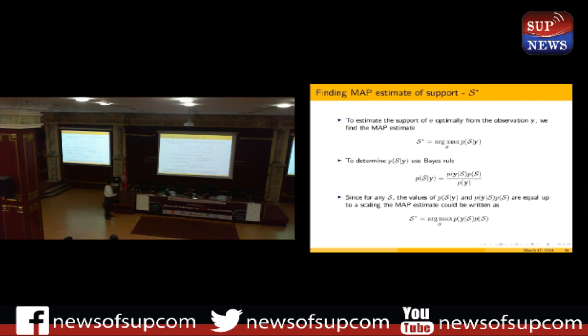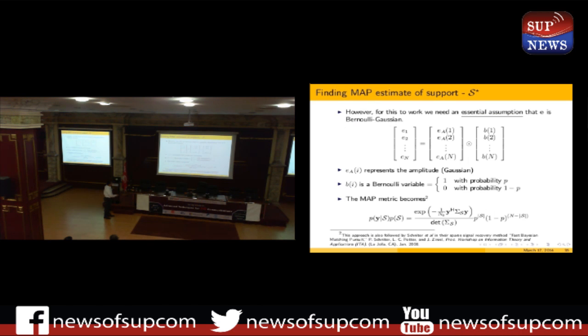Okay, so this is what I was saying. P of S is given by this. And this one here, because Y is Gaussian given the support, I can find this distribution, right? All I need to find this distribution is to find its covariance. This is the covariance, okay? So this is probability of Y given S. And then that's it. So I maximize this.